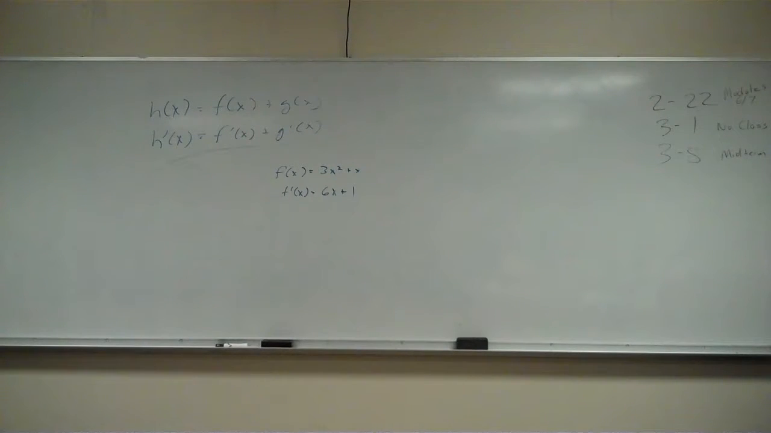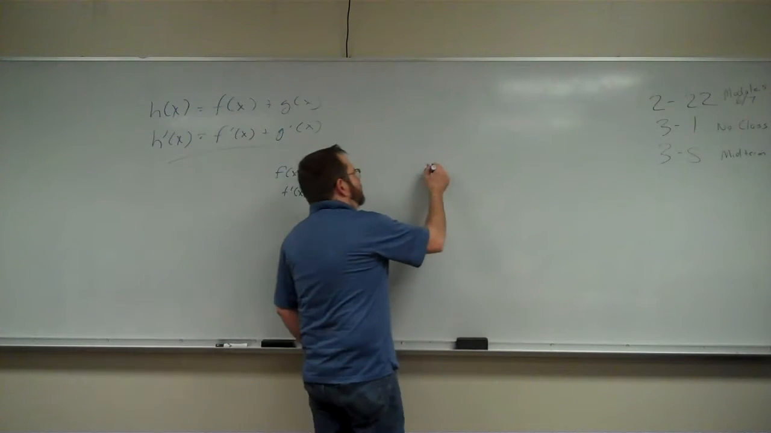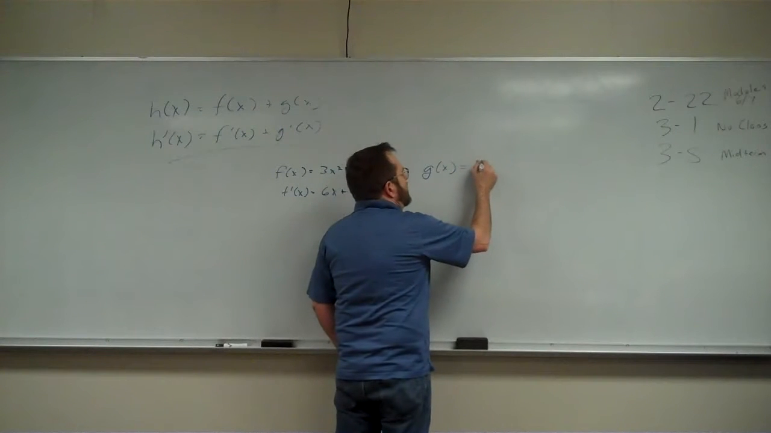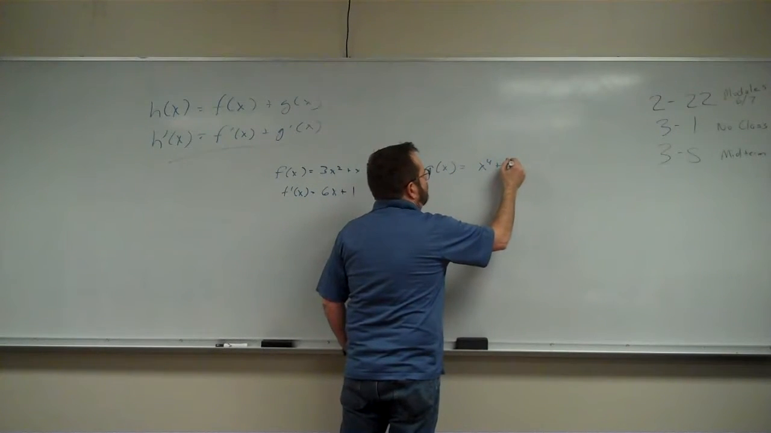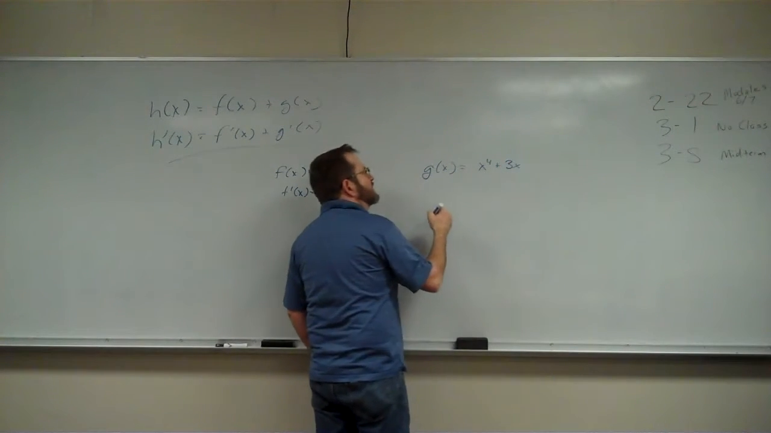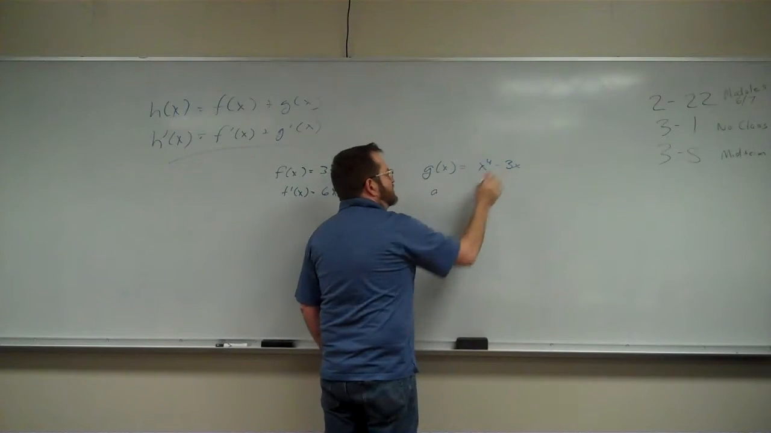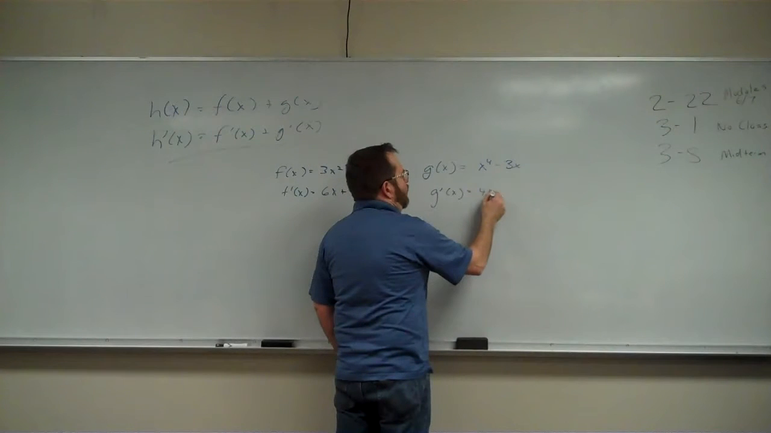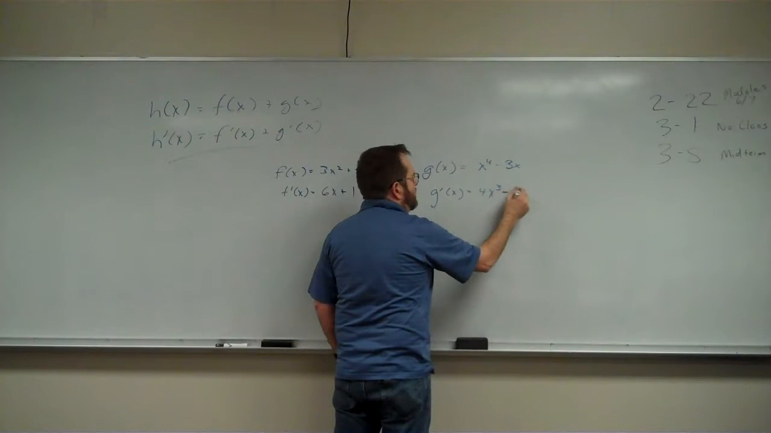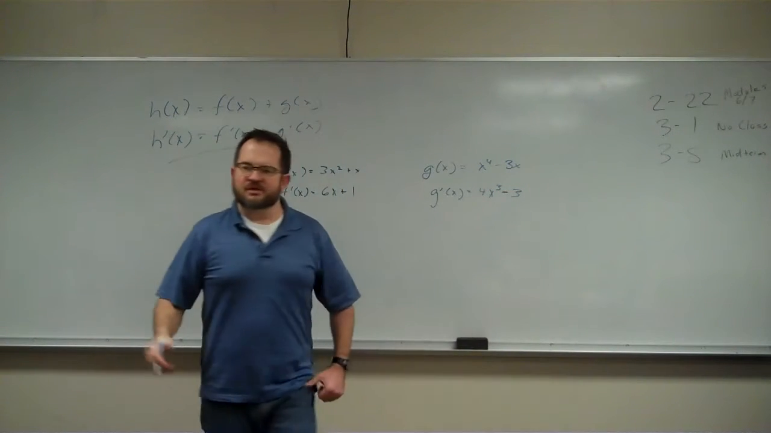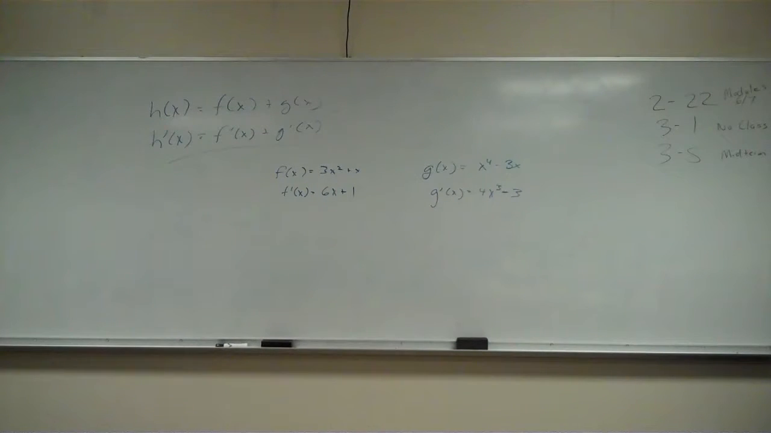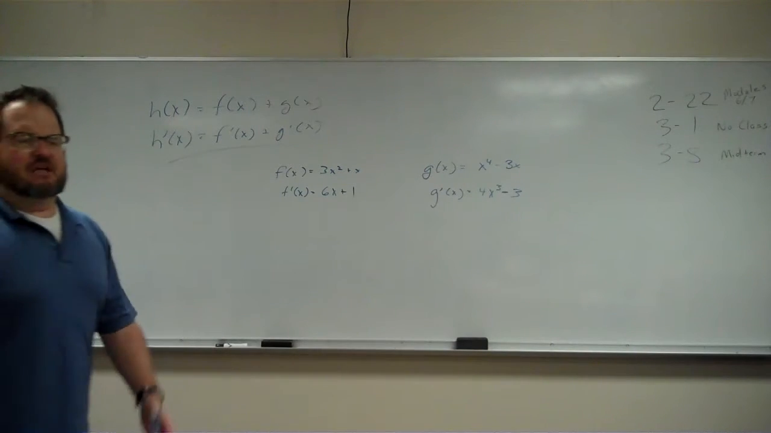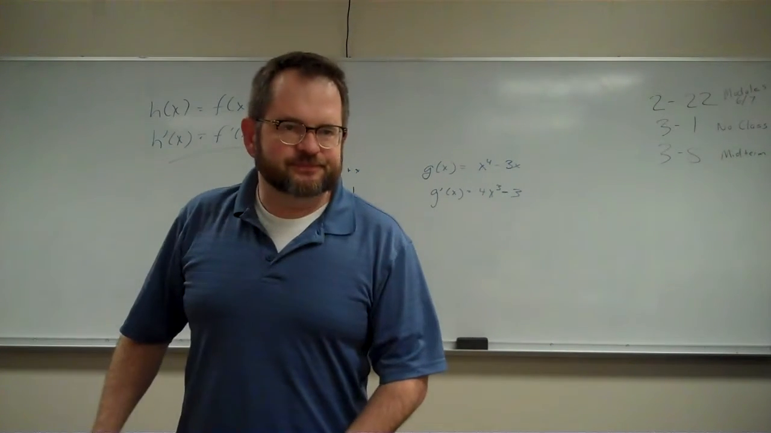By the way, it works for minuses too. So if you had a g of x equals x to the 4th minus 3x, then g prime of x is 4x cubed minus 3. You can just hook them together that way. So those addition and subtraction rules of differentiation are no big deal either.